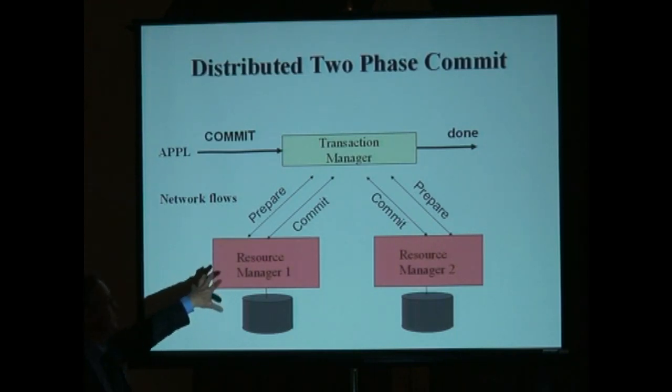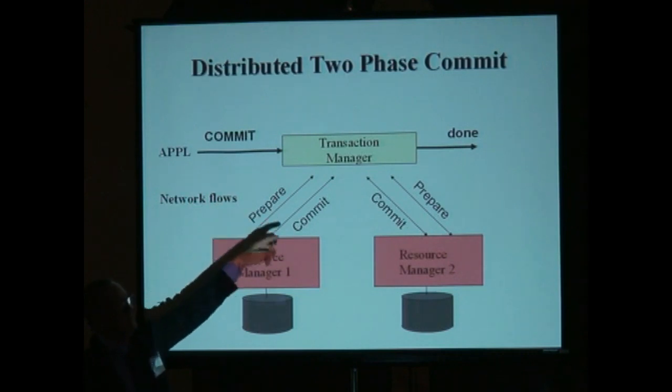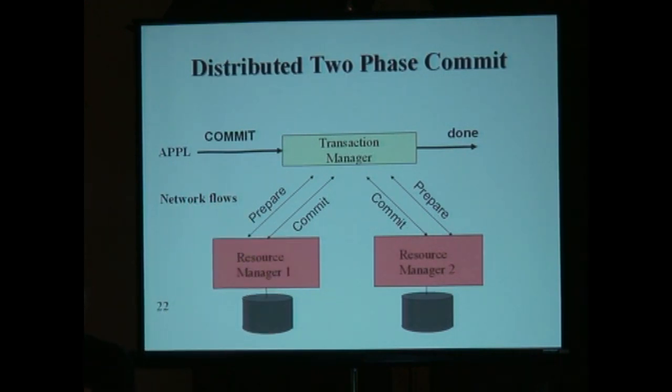You may have a huge tree of network flows taking place under the covers. The application knows nothing about it. All the application knows is you say commit, and sometime later you get a response saying it's done. And if any of these, for any reason whatsoever, is unable to commit, then the whole thing is unwound. All the updates are undone. The application is told that failed.